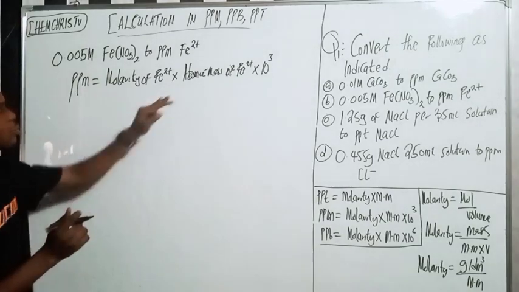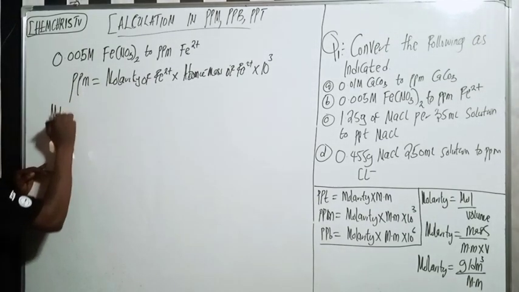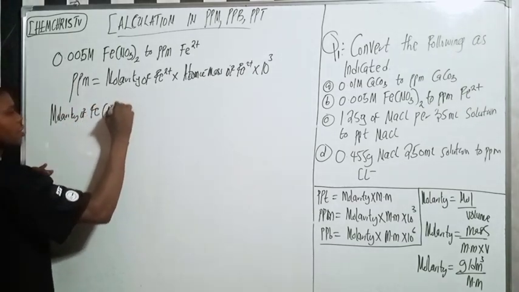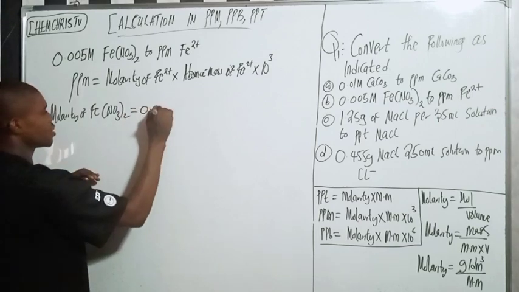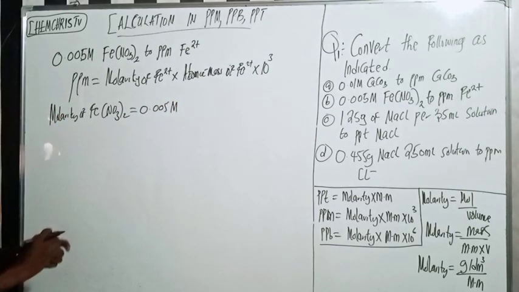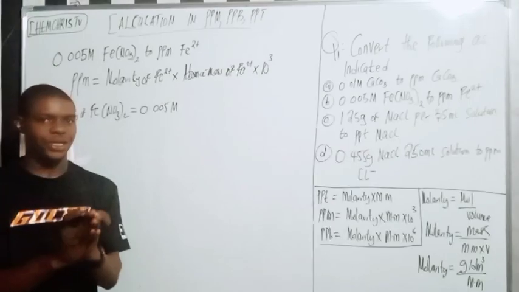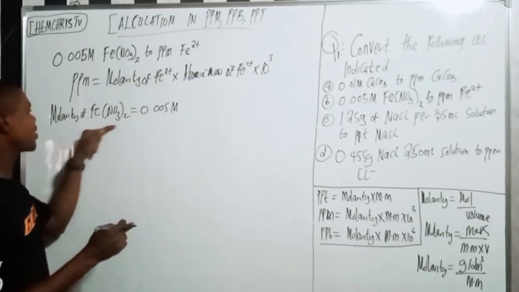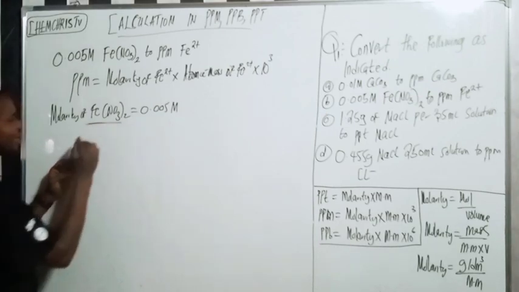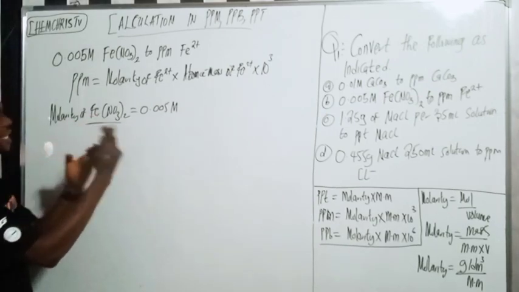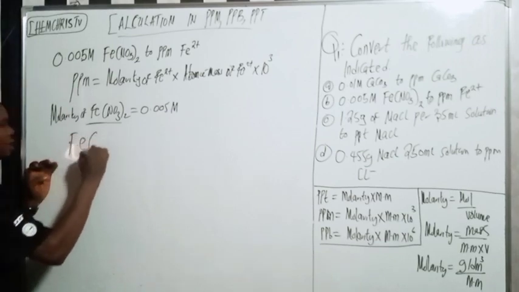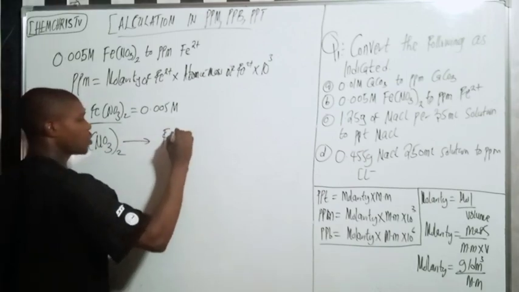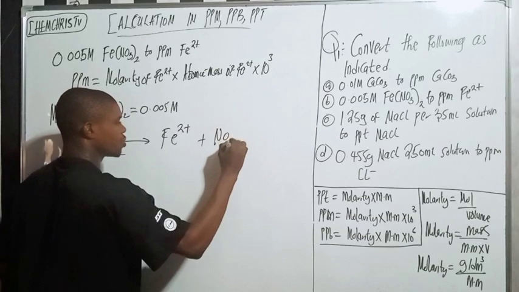Now, if you look at the question here, they give us the molarity of Fe(NO3)2, which is 0.005 molarity. Now, please pay close attention here. For me to get the molarity of Fe2+ in this compound, I need an equation. If I split this compound into its ions, I would have Fe(NO3)2 giving Fe2+ plus NO3 minus.